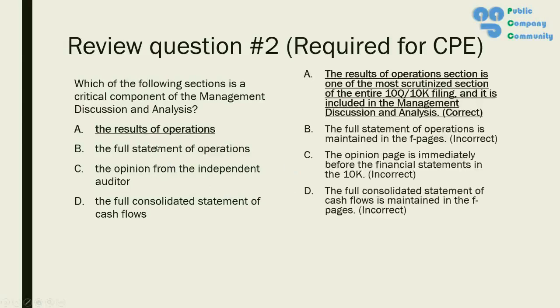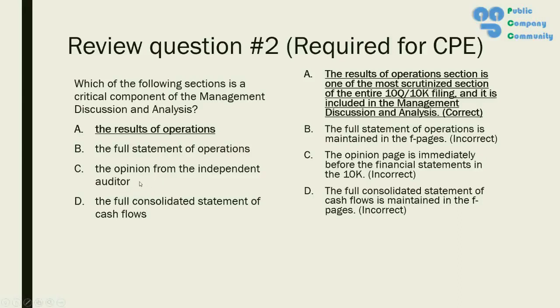And A is the results of operations. The results of operations is a critical component. Remember, results of operations and liquidity and capital resources are the two critical components of MD&A. Full statement of operations, sometimes, well, there almost always will be abbreviated statement of operations information in the MD&A, but a full statement of operations is not necessarily a critical component.